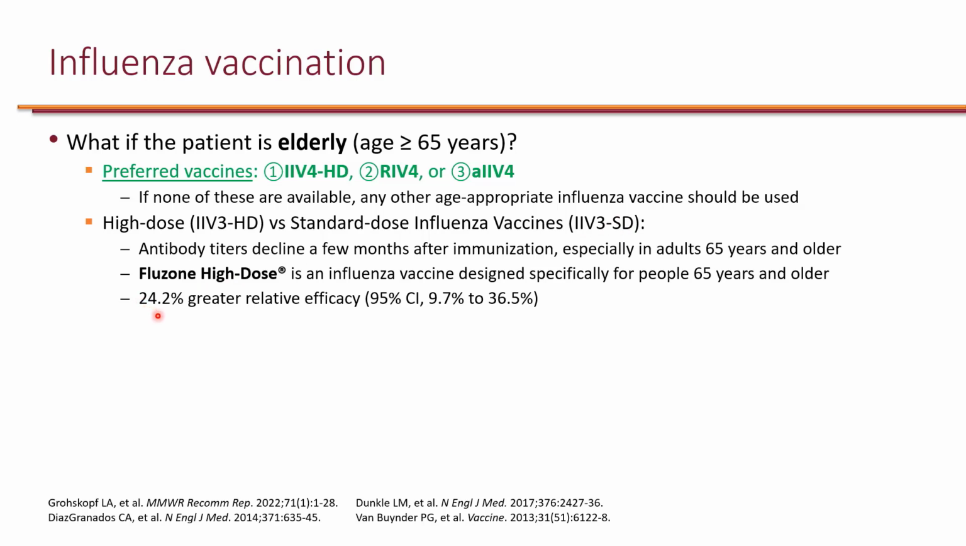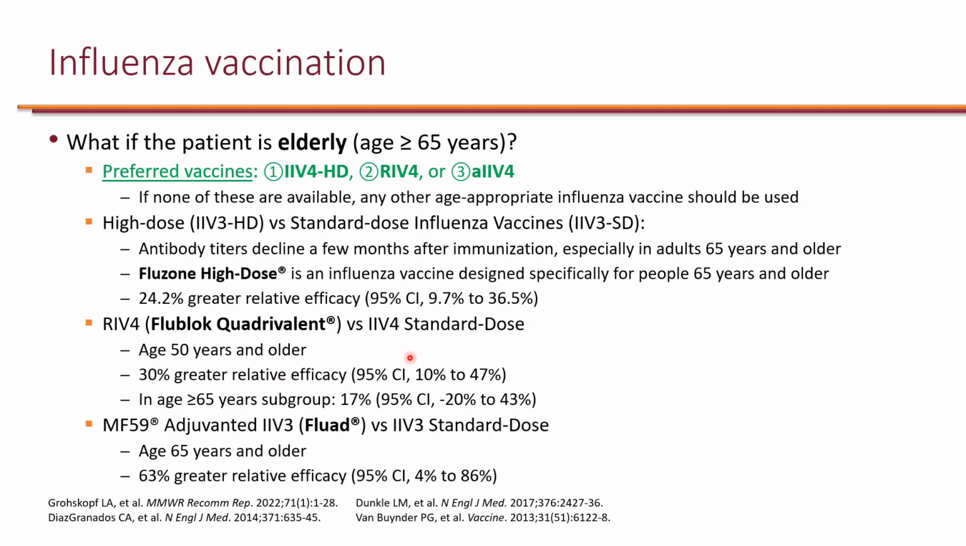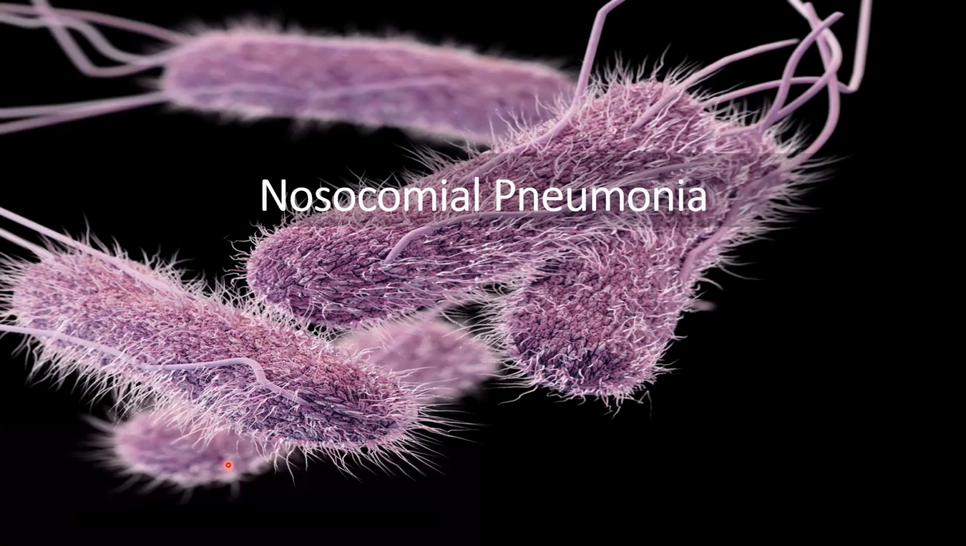Specifically, it had about 24% greater relative efficacy compared to the standard dose. And when it comes to recombinant compared to the standard dose, again, recombinant has a slightly higher dose in it. So in elderly, they also saw higher efficacy, so about 30% greater relative efficacy compared to the standard dose. And of course, the adjuvanted Fluad uses MF59 as an adjuvant to increase immunogenicity, which showed about 63% greater relative efficacy. This concludes this presentation.